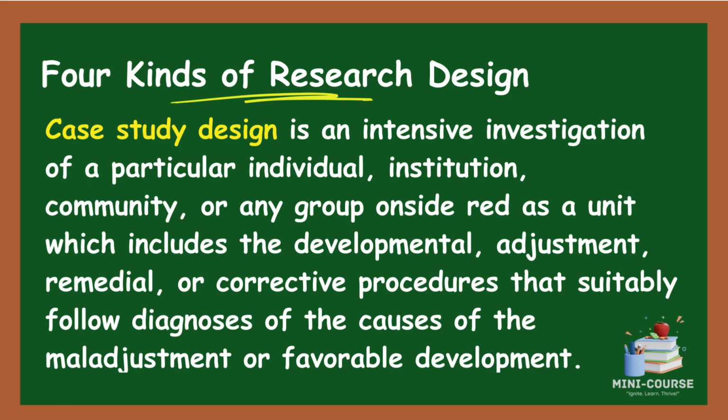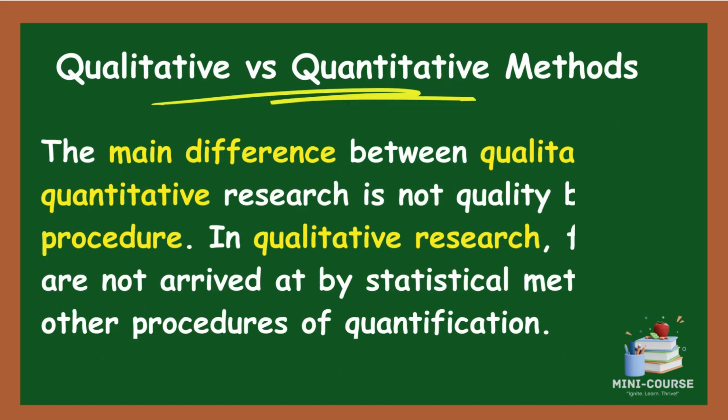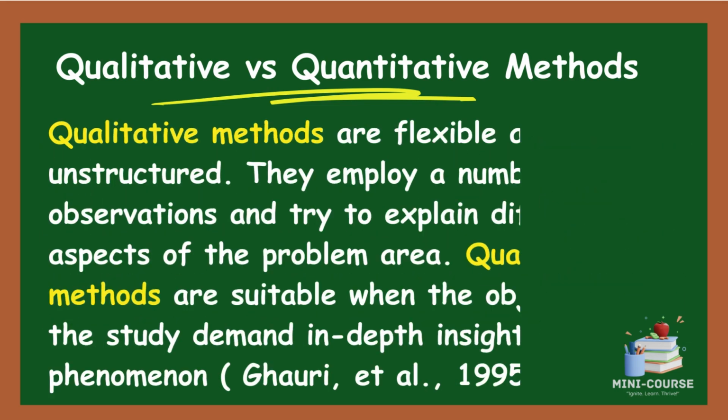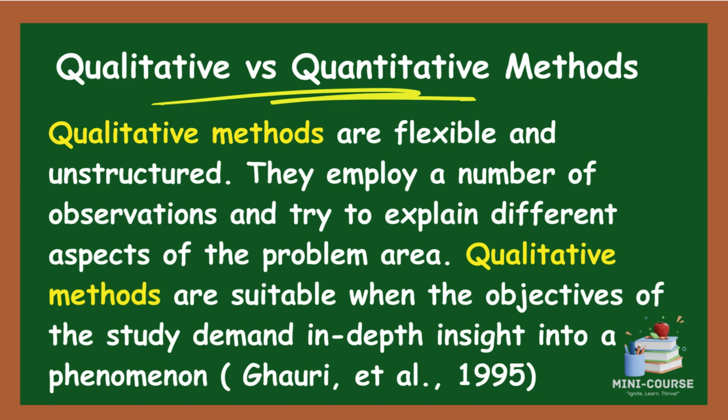What about qualitative versus quantitative methods? The main difference between qualitative and quantitative research is not quality, but procedure. In qualitative research, findings are not arrived at by statistical methods or other procedures of quantification. Qualitative methods are flexible and unstructured. They employ several observations and try to explain different aspects of the problem area. Qualitative methods are suitable when the objectives of the study demand in-depth insight into a phenomenon (Gowrie et al., 1995).